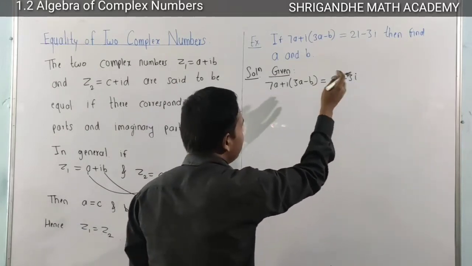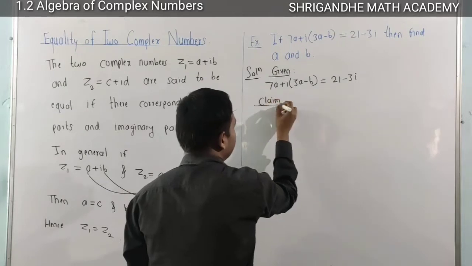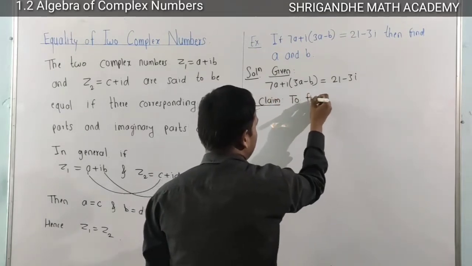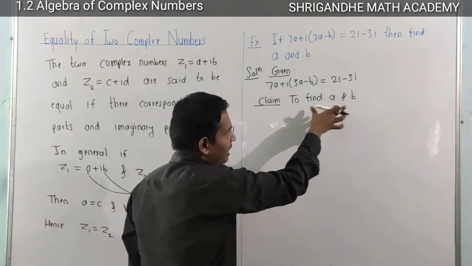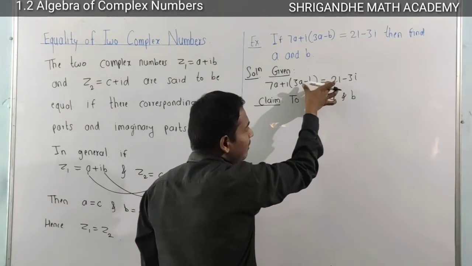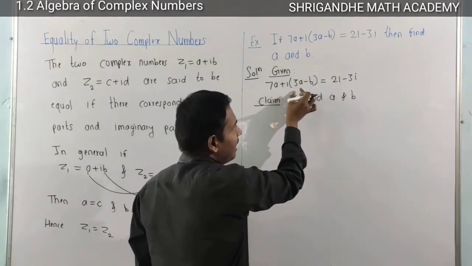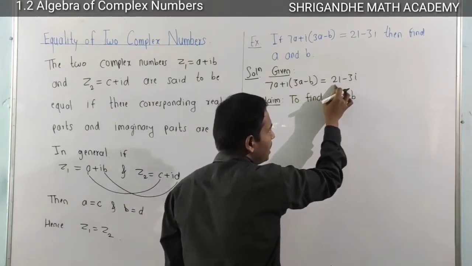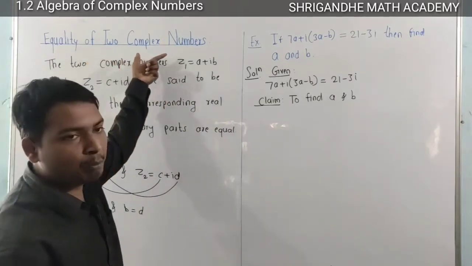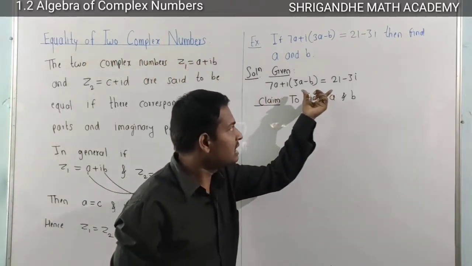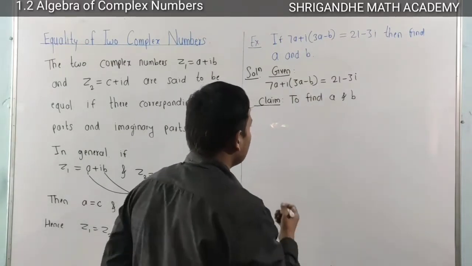Now our claim is to find the value of a and b. Therefore we use the given part to find the value of a and b. Because 7a plus i times (3a minus b) is equal to 21 minus 3i, here we use the concept of equality of two complex numbers. By using this concept we can easily find out the value of a and the value of b. Let us see how to use this concept.